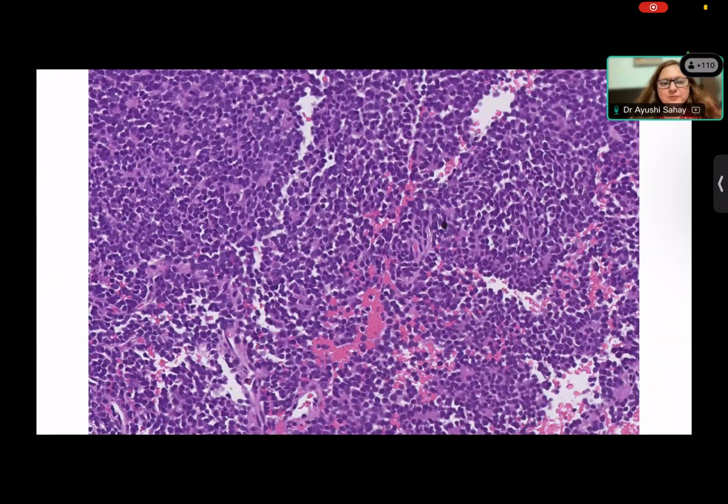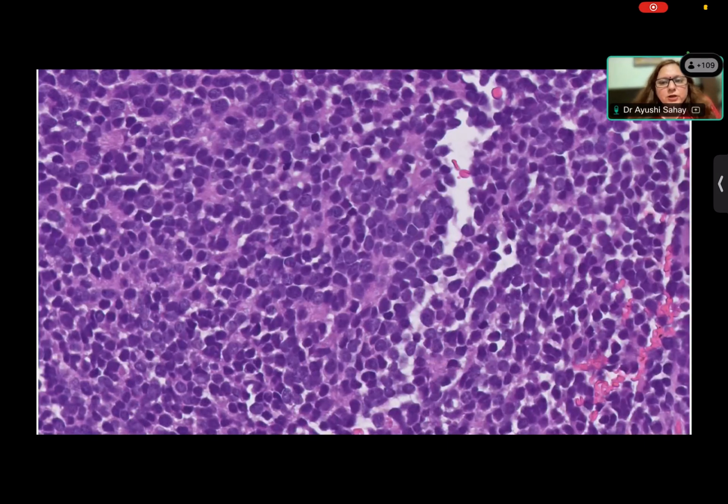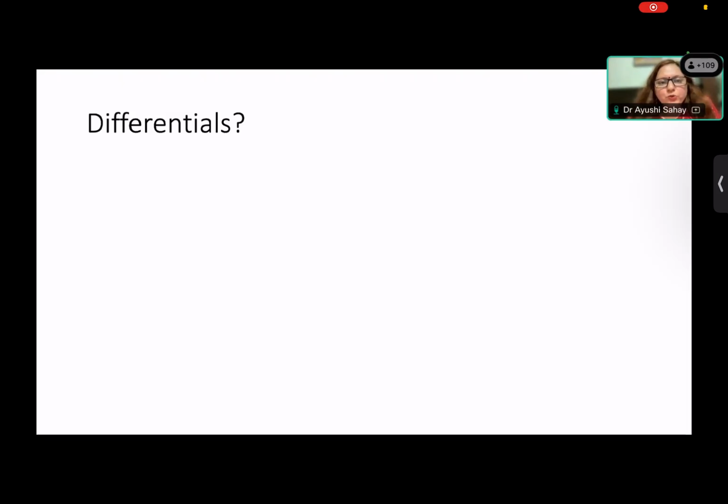But if you see the pleomorphism, as Preeta rightly pointed out, is quite minimal. There is not much pleomorphism, quite uniform round cells, with presence of rosettes and just a back-to-back appearance without any particular histological feature that I can pinpoint. So Preeta, what would you consider here as a differential?